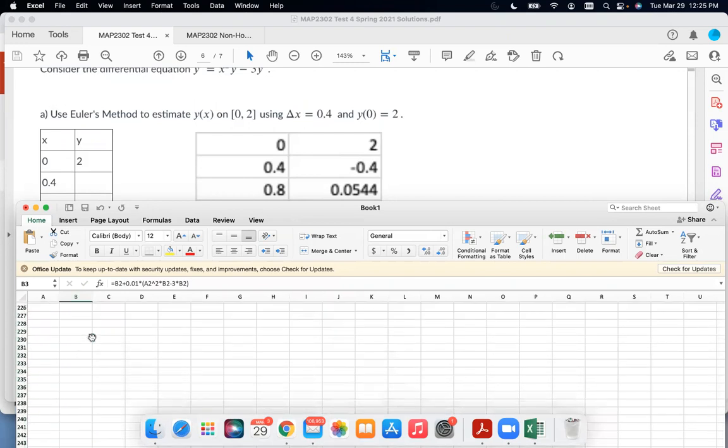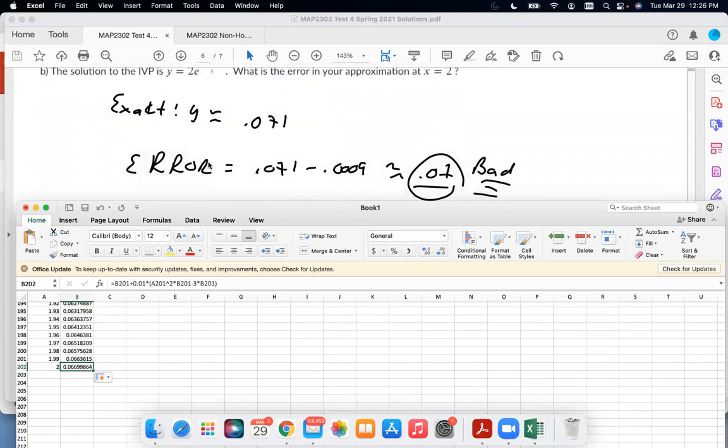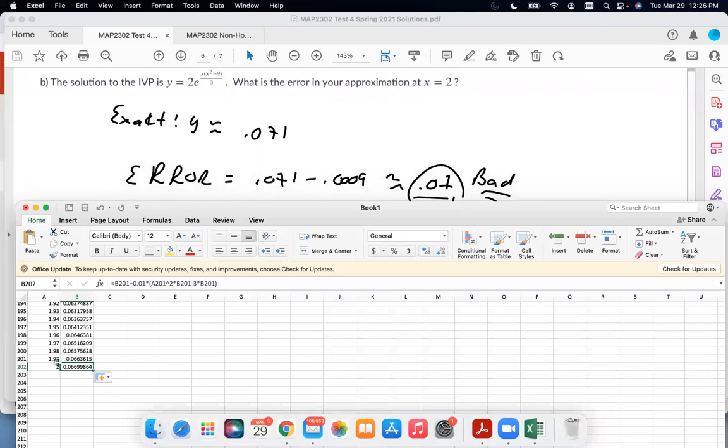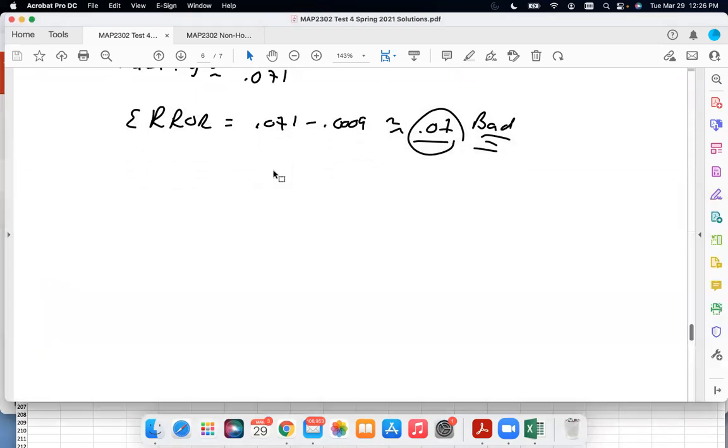And by the time I get to 2, 0.066, and the actual answer was at 0.071. So still not perfect. This may be what we call a stiff DE, where Euler's method does not work great unless you use incredibly small delta x's. Because 0.01 is pretty small, but still not nearly as bad of an approximation as what we got using 0.4.